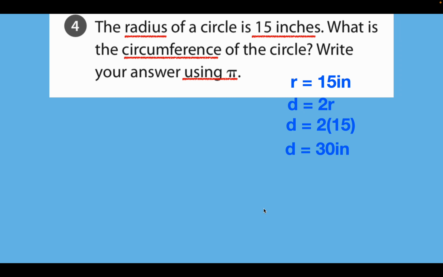So plug it into the formula. Circumference equals pi times diameter. My diameter is 30, so I plug that in. I rearrange it and I add my units. Circumference equals 30 pi inches.